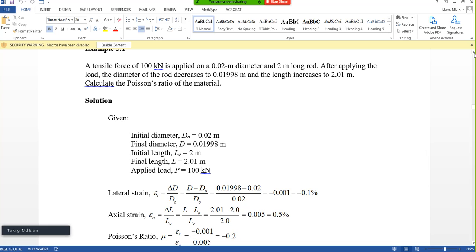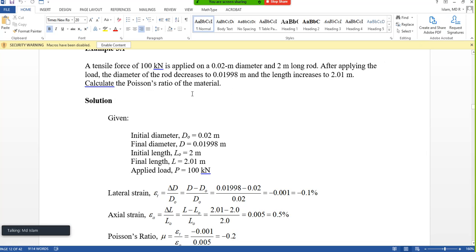So this example: a tensile force of 100 kilonewton is applied. Now what is this 100 kilonewton? It is the force P applied on a 0.02 meter diameter and 2 meter long rod. So 0.02 is your D naught, the initial diameter, and 2 meter is your L naught, the initial length. After applying the load, the diameter of the rod decreases to 0.01998. So this is the final diameter, and the length increases to 2.01 meter. This is the final length.